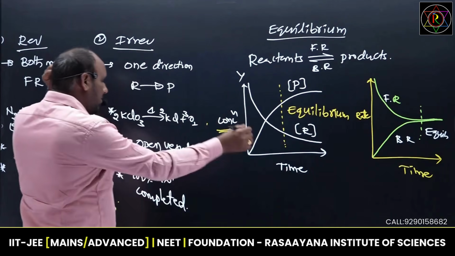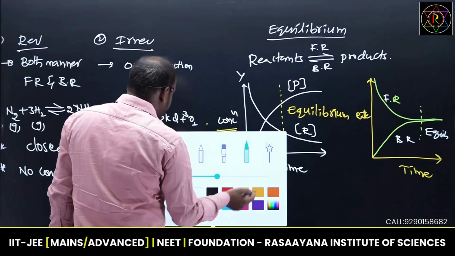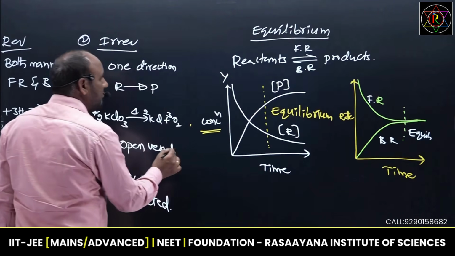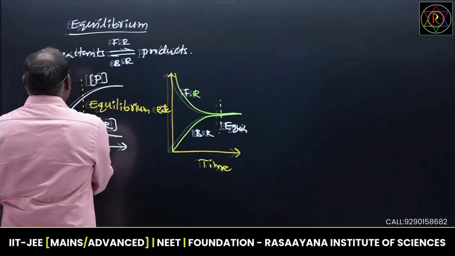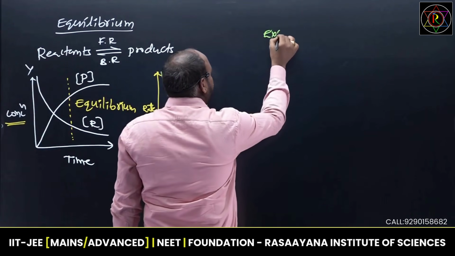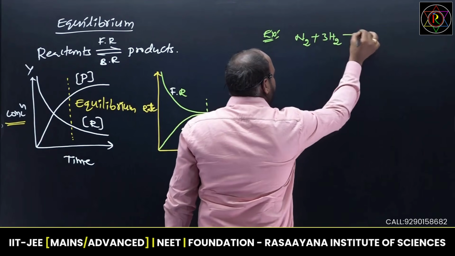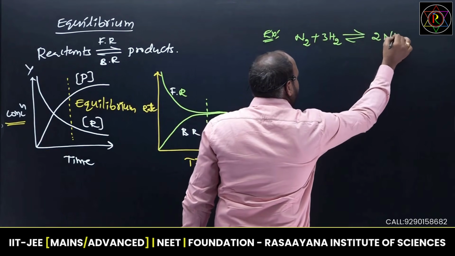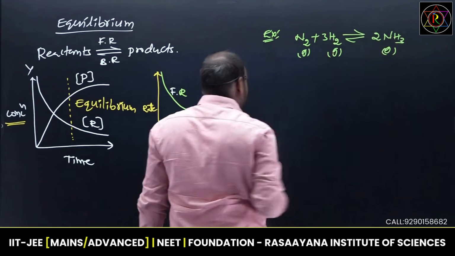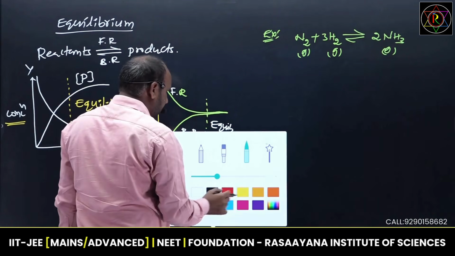We also have to apply this to a simple reaction, the synthesis of ammonia by the Haber process, where nitrogen and hydrogen are involved. Nitrogen plus 3 moles of hydrogen is converted to 2 moles of ammonia, all gases. The reactant molecules are nitrogen and hydrogen, and the product is ammonia.